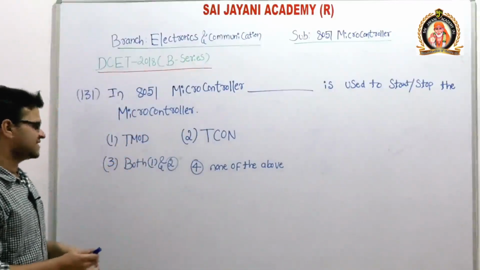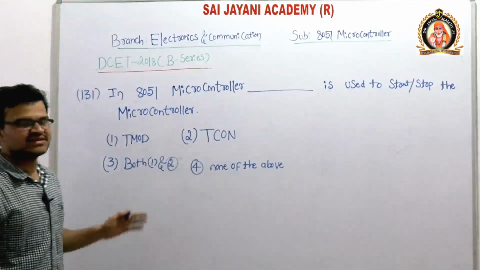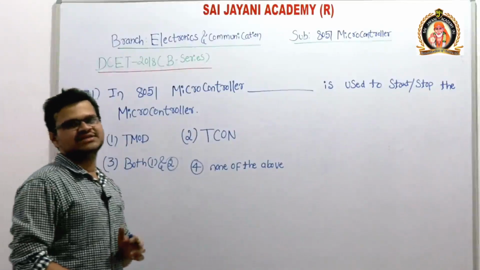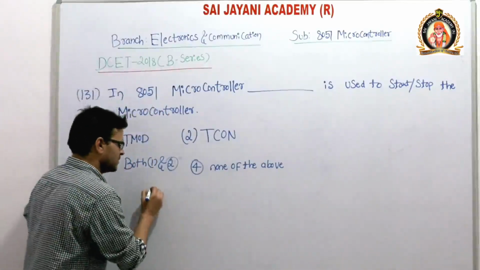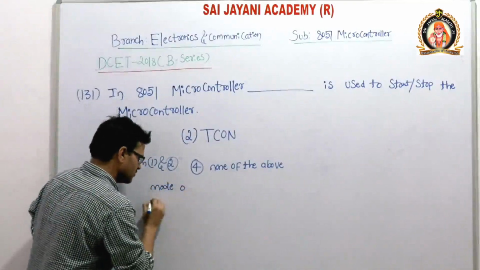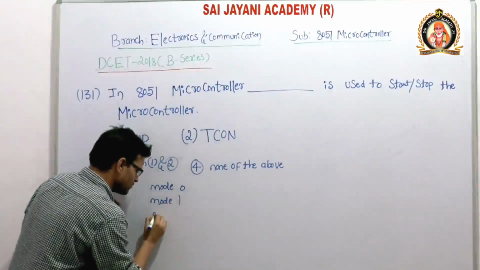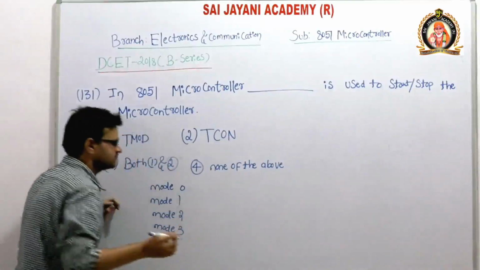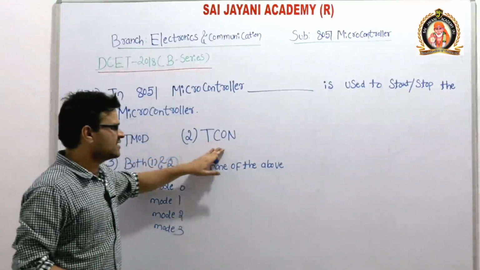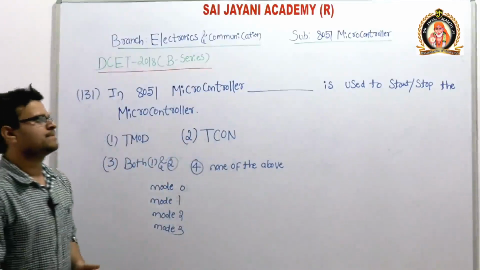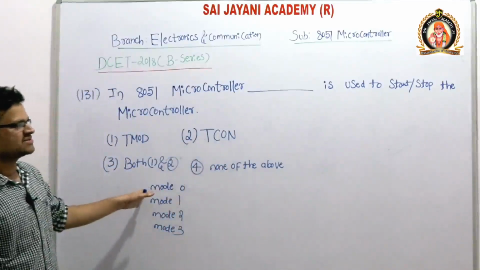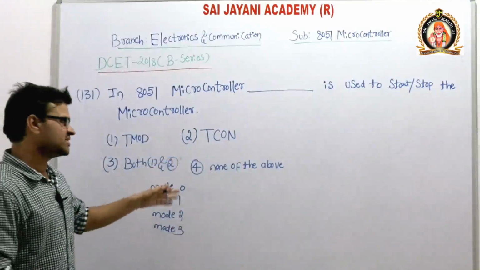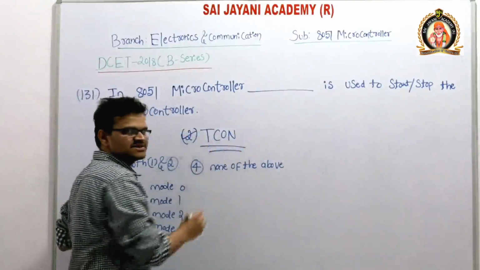The first option, the TMOD register, is an 8-bit register which is used by timer 0 and timer 1 to set the timer modes. The timer modes may be mode 0, mode 1, mode 2 and mode 3. But the TCON register is used for controlling the timer operations, that is, to start or stop the timer. So the right option is the second one, that is the TCON register.